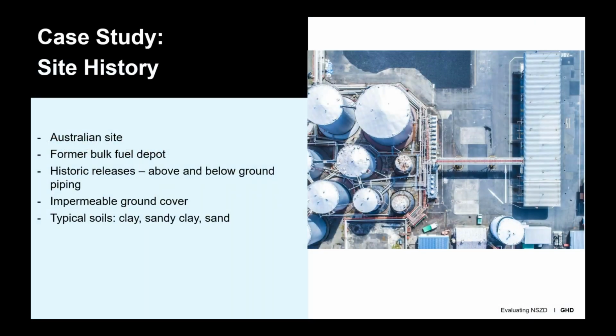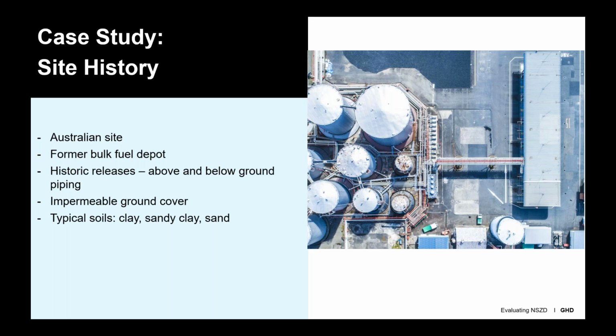All right, so let's look at this site. The site that I'm going to use is an Australian site. It is a former bulk fuel depot, located adjacent to a rail line that was used for unloading fuel and for transferring fuel to adjacent fuel depots. LNAPL has been observed in the wells, in addition to having impacted soil and groundwater. The releases have been assumed to be from above and below ground piping, so historical releases over time that are somewhat unknown.